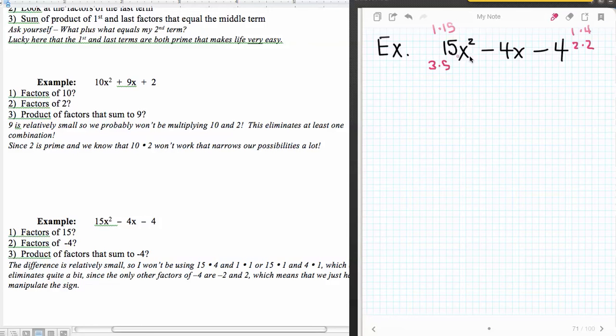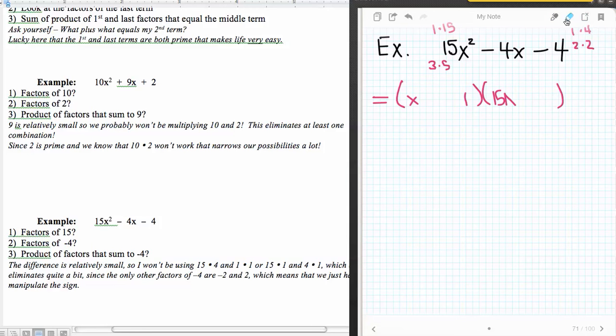So this time around, I'm going to have to use either the 1 and the 15, so I have an x here and a 15x here, and like I said before, I'll prepare for that. And then I could either put a 1 and a 4 in, or a 4 and a 1. So I could do 1 and 4, and then I check that, right? I need a difference of 4. So outside's 4, inside's 15. No, that's not going to cut it.